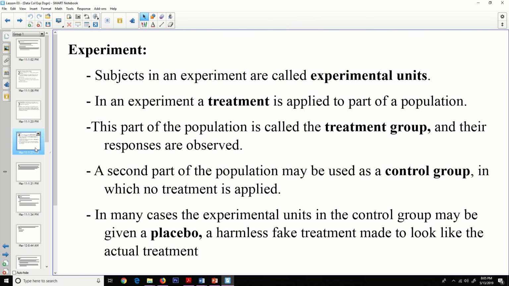The part of the population that gets the treatment is called the treatment group, and their responses are observed. Second part of the population may be used as a control group in which no treatment is applied.